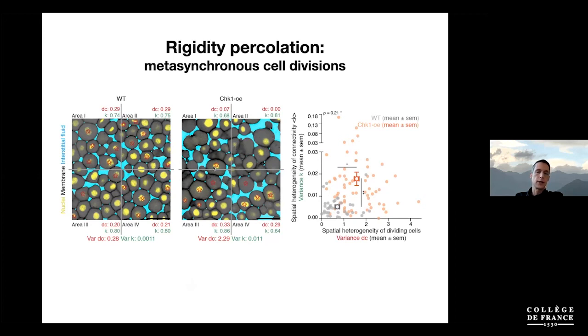Now, if she interferes with the cleavage cycle oscillator, then this is lost. These cells are not undergoing their last round of synchronous cleavages at the same time anymore. And thus you have a very high spatial heterogeneity of connectivity, which relates to the spatial heterogeneity of dividing cells. Essentially, and this is just a proof of it, she creates a tissue which is not losing contacts uniformly anymore, but in a very heterogeneous manner.